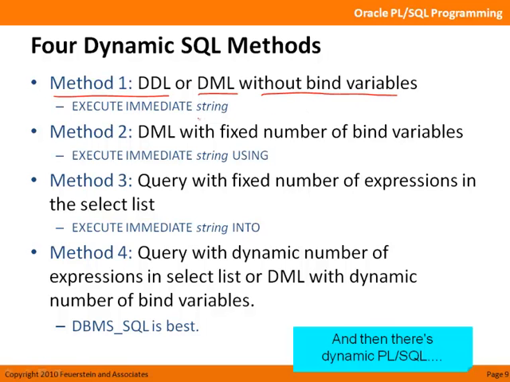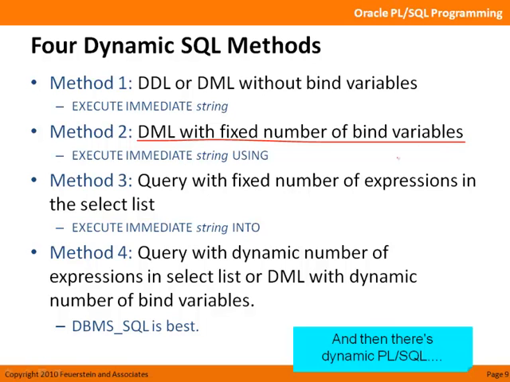In other words, it's just a string. And in that case, you simply use execute immediate, specify the string, and you're done. It's the simplest form. Method 2, DML, insert, update, delete, with a fixed number of bind variables. Now, I'll be talking about bind variables, defining them, getting into all the details when we talk about method 2.